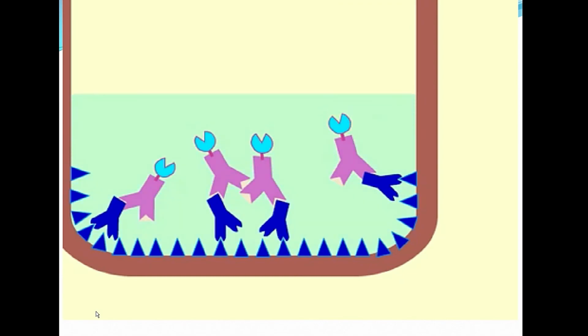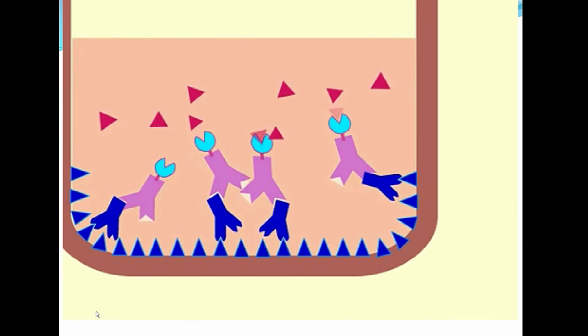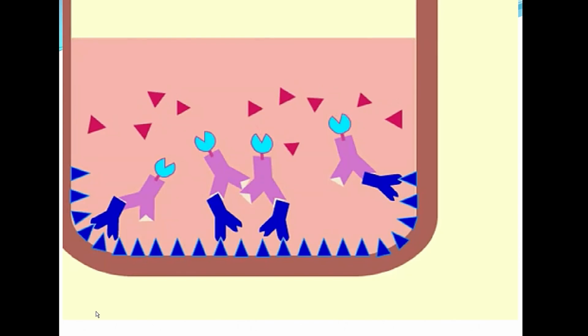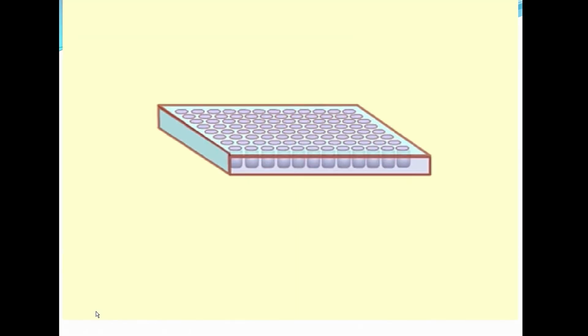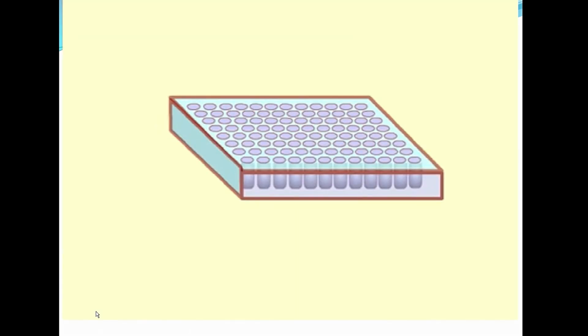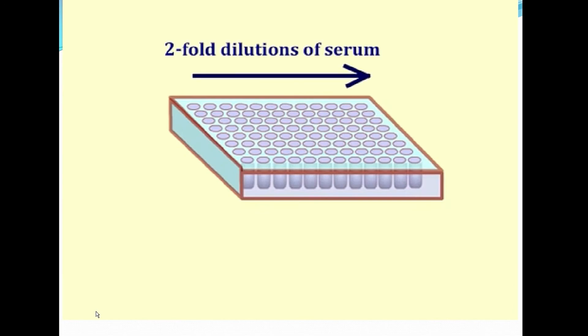Finally, a solution of a chromogenic enzyme substrate is added. The interaction of the substrate with the enzyme on the second antibody generates visible color. The development of color in the wells with a specific antibody can be seen with the naked eye or quantified with an electronic plate reader. The reaction is less intense as the serum is diluted and the amount of antibody captured in the wells decreases.